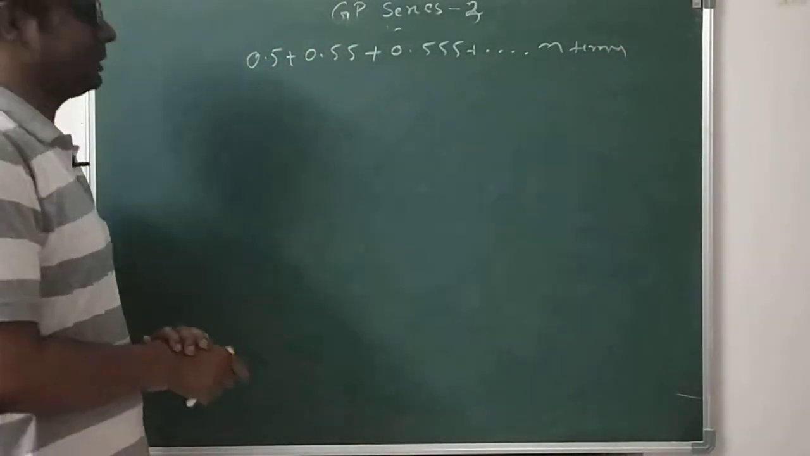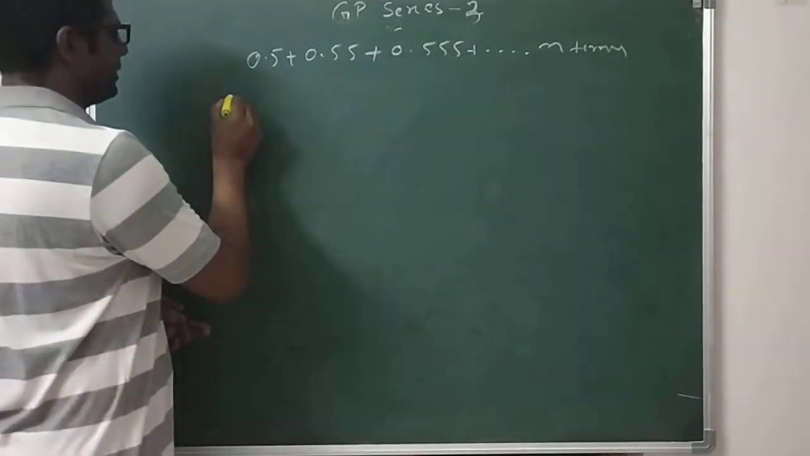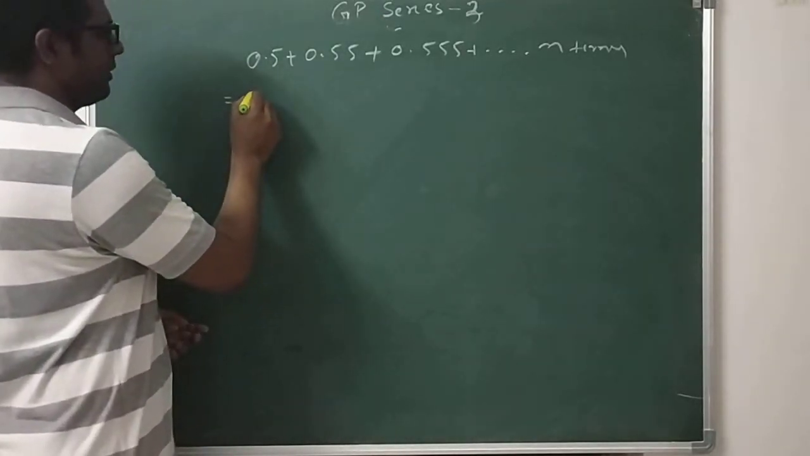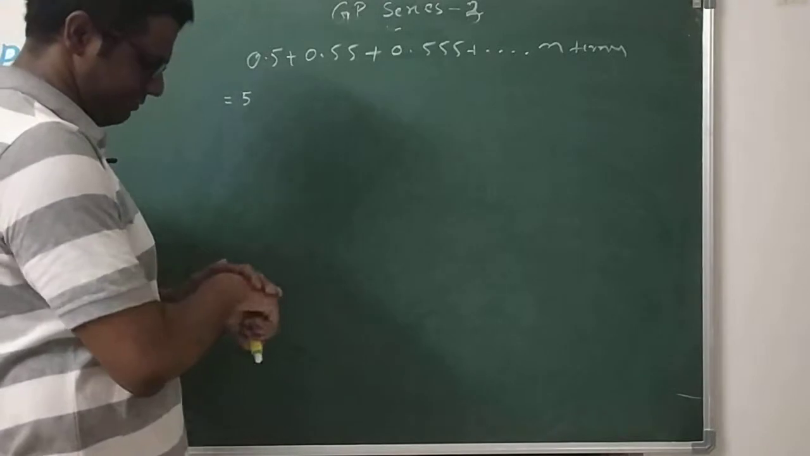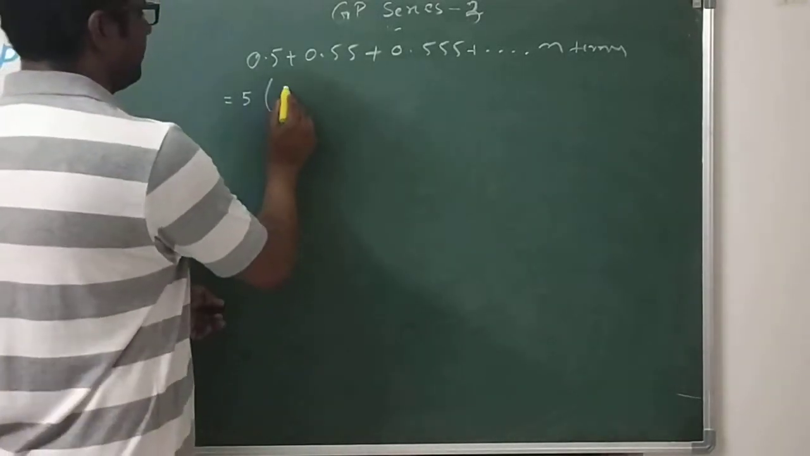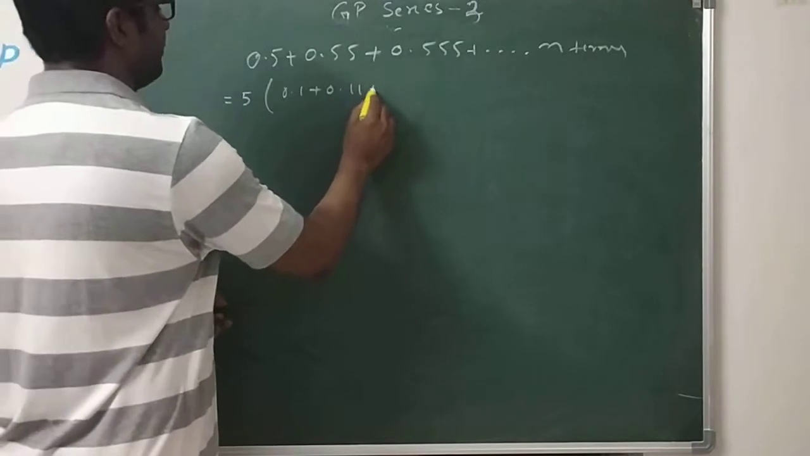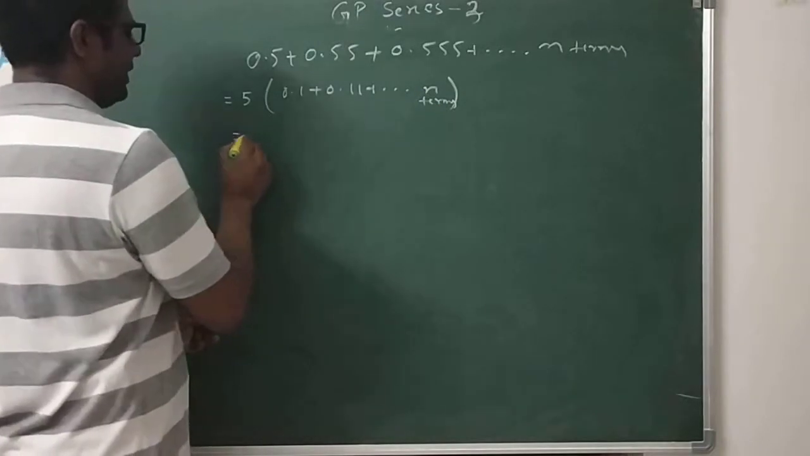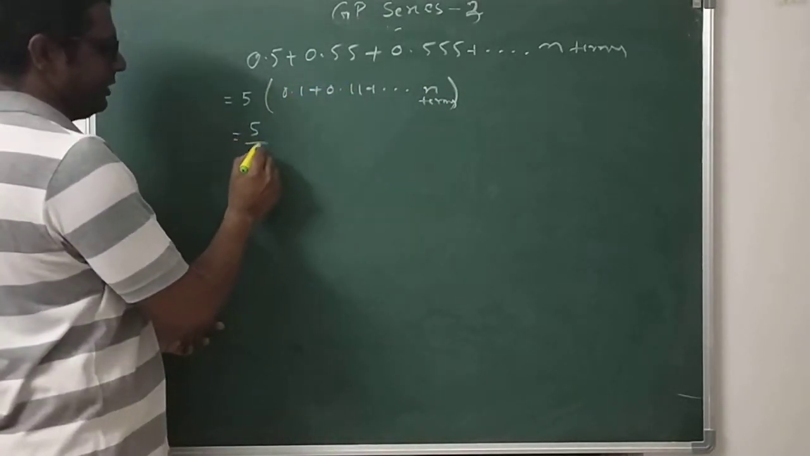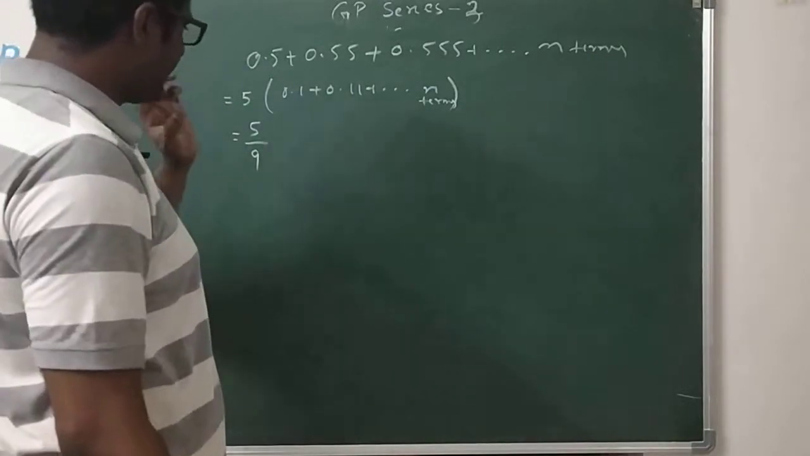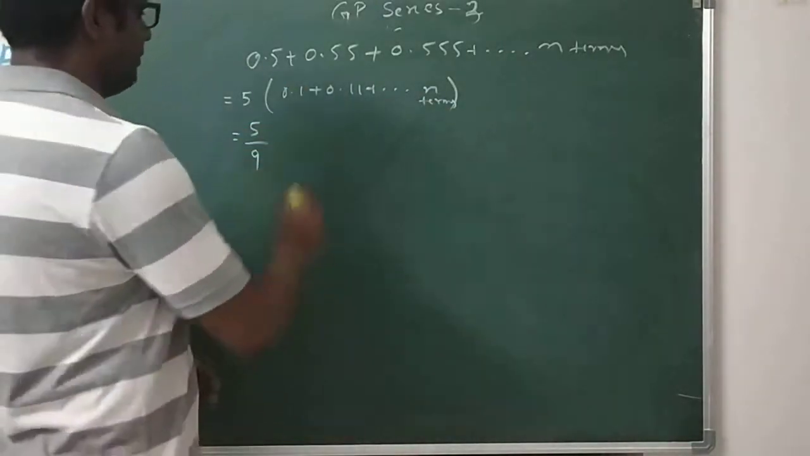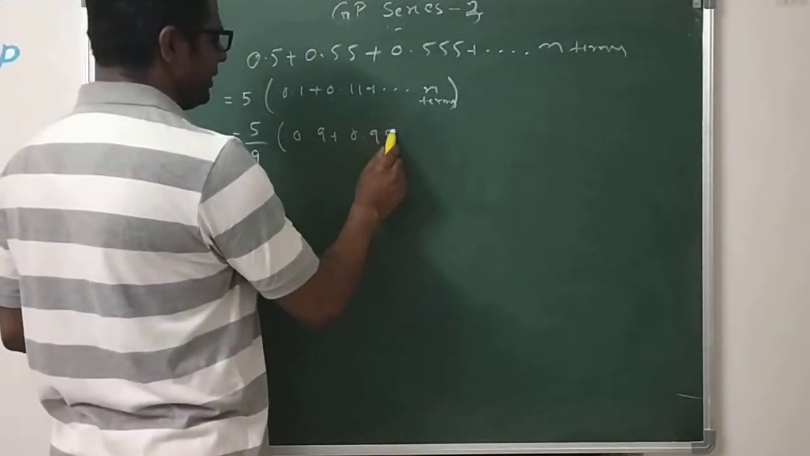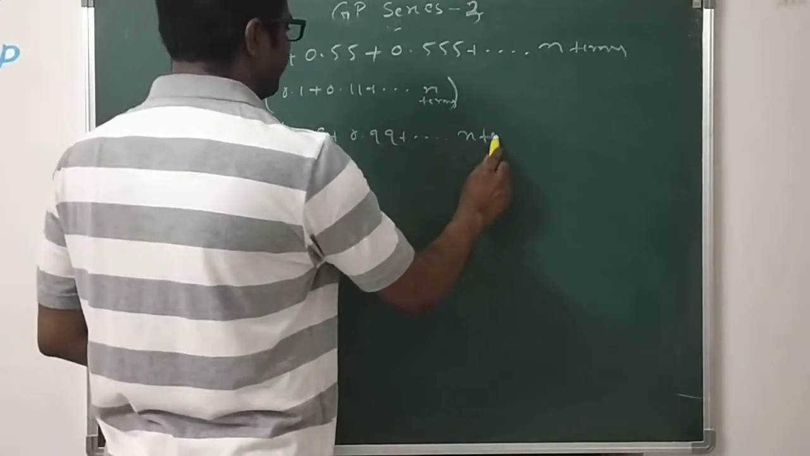So you have to find out the summation. When you see this kind of problem, please transform it like 0.1 plus 0.11 like that. So first of all you have to take 5 common. You will be left with 0.1 plus 0.11 plus n terms. Then you will convert it into 9s. So you have to divide by 9 here, so that you can multiply with 9 in the bracketed terms: 0.9 plus 0.99 plus n terms.